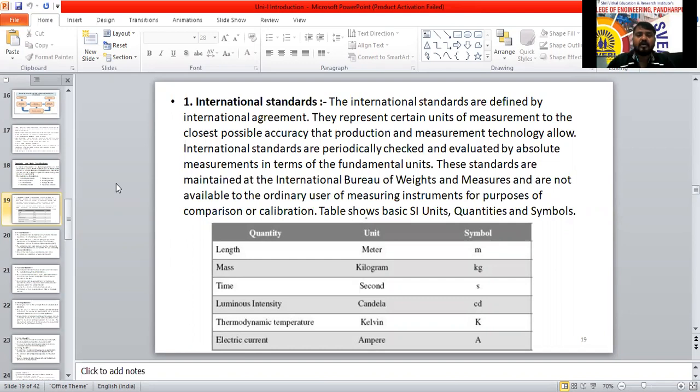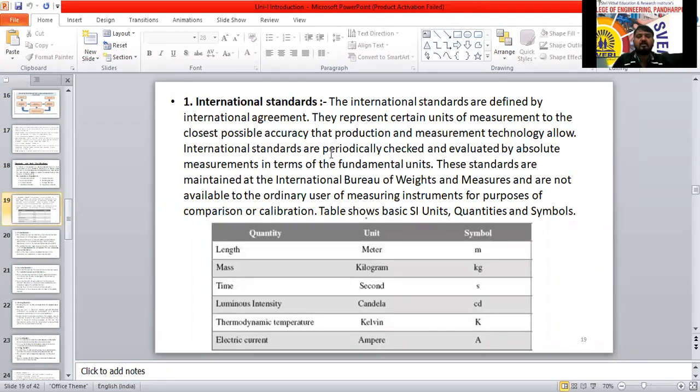So the international standards are defined by international agreement. Worldwide, all the people have made an agreement. They represent certain units of measurement to the closest possible accuracy. They have done the experiments and derived the value that gives the closest accuracy, and based on that they have made the unit symbol, with the possible accuracy that production and measurement technology allow now.